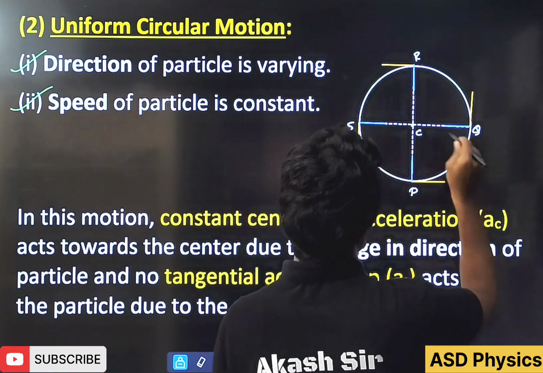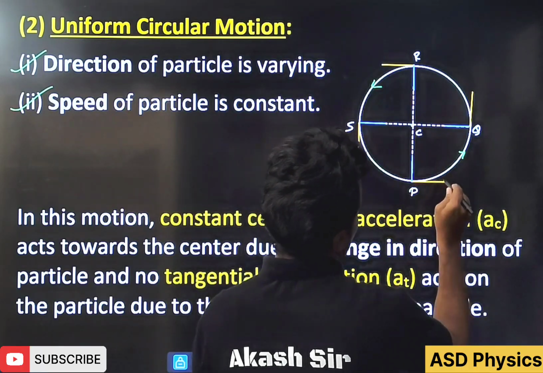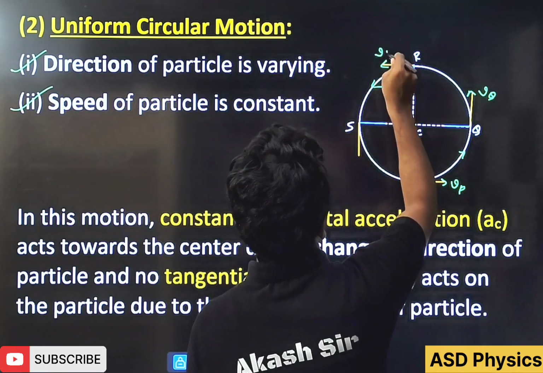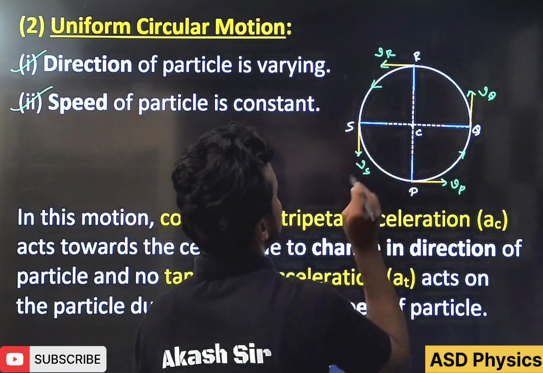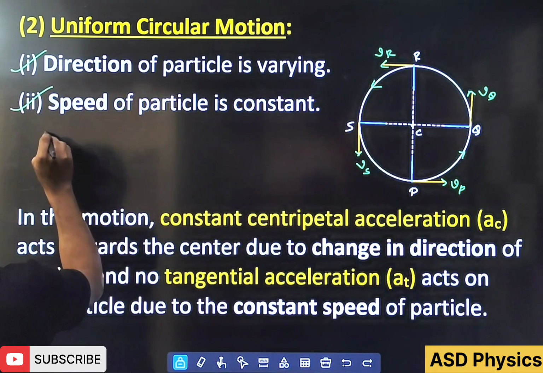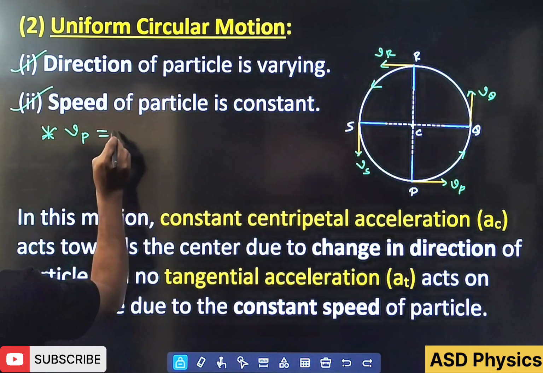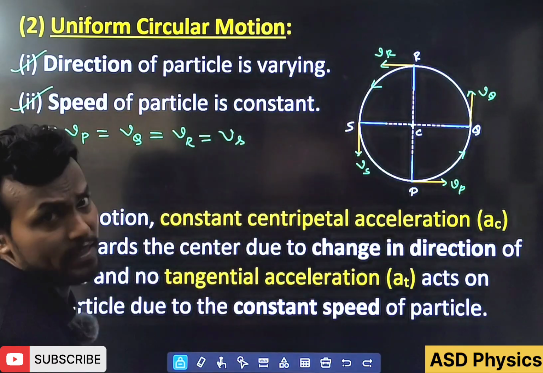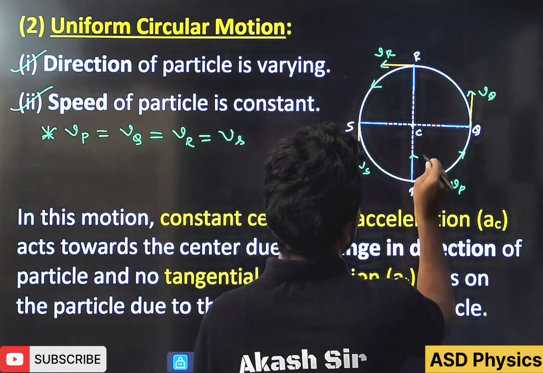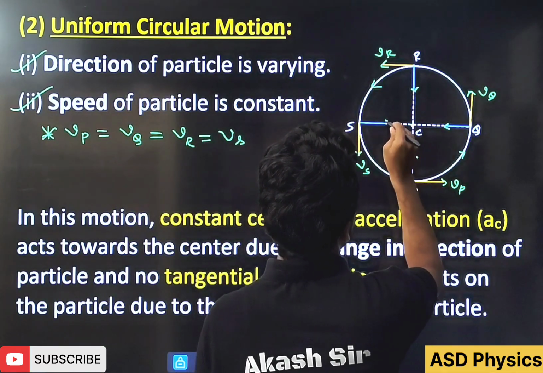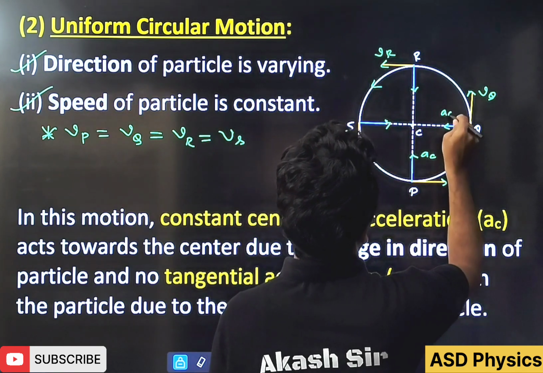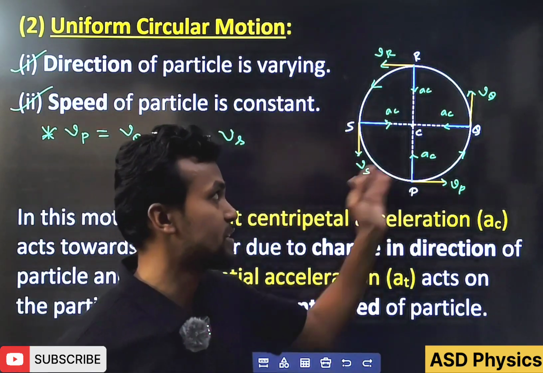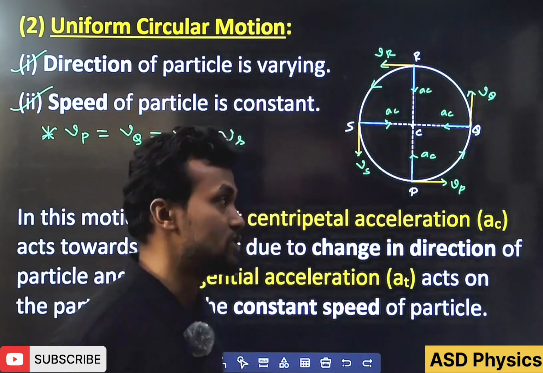Again the particle is moving in an anti-clockwise direction, and let's take this as Vp, this as Vq, this as Vr, and this is Vs. Here the speed is constant. That means Vp is equal to Vq is equal to Vr is equal to Vs. There will be a centripetal acceleration towards the center. Remember that the magnitude of the centripetal acceleration Ac will be constant, because the speed is constant, so the centripetal acceleration will also be constant.